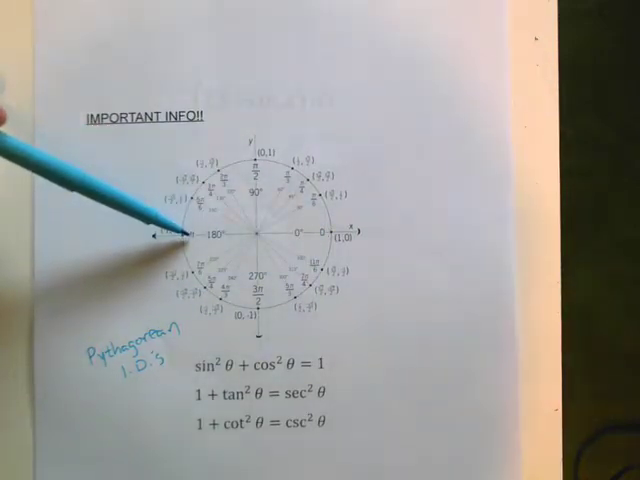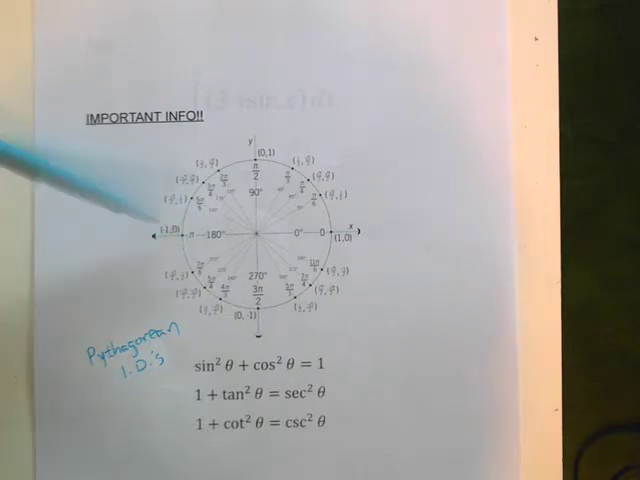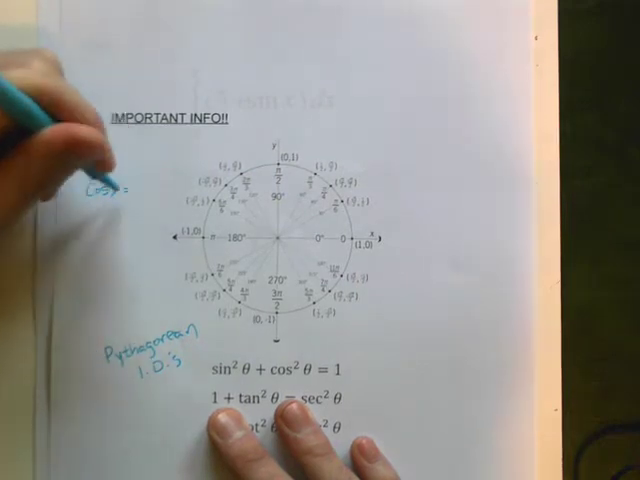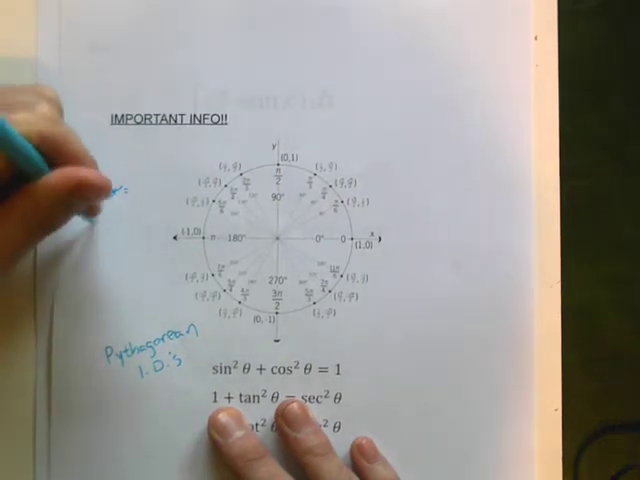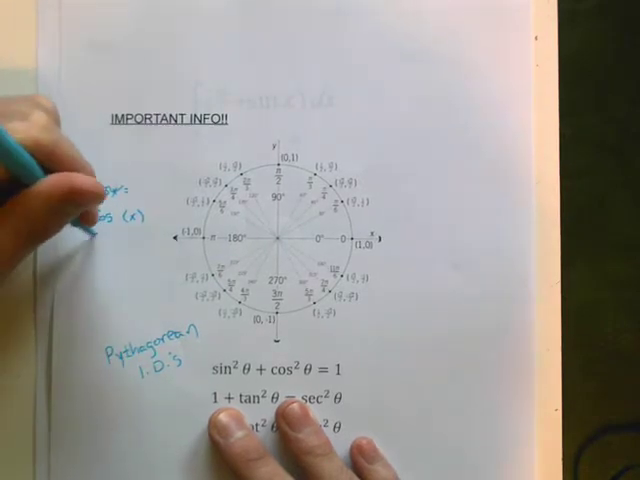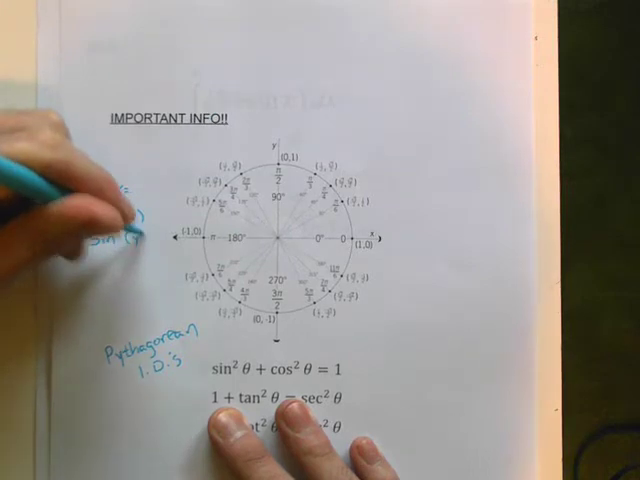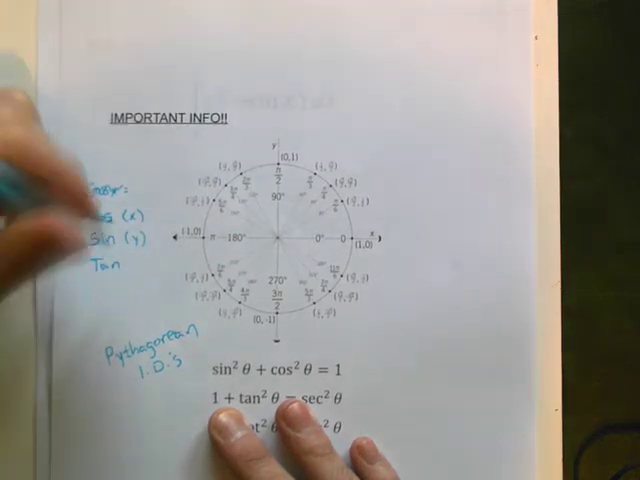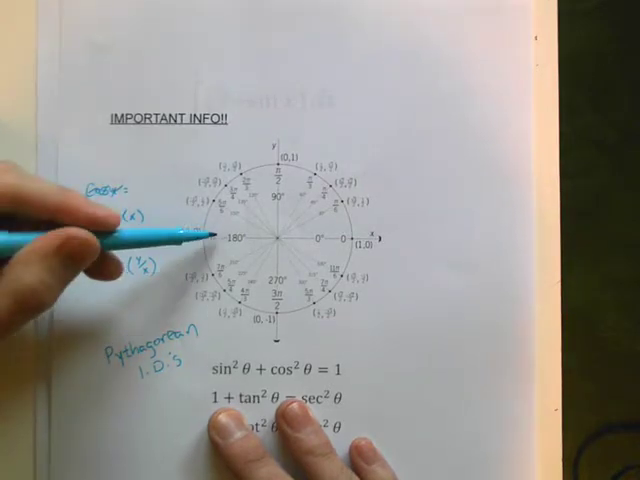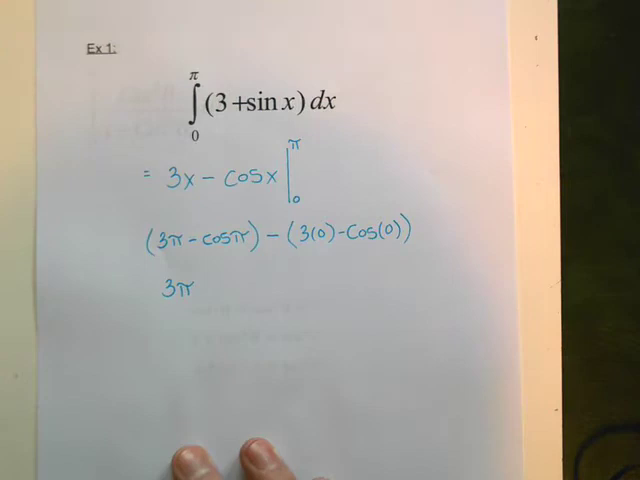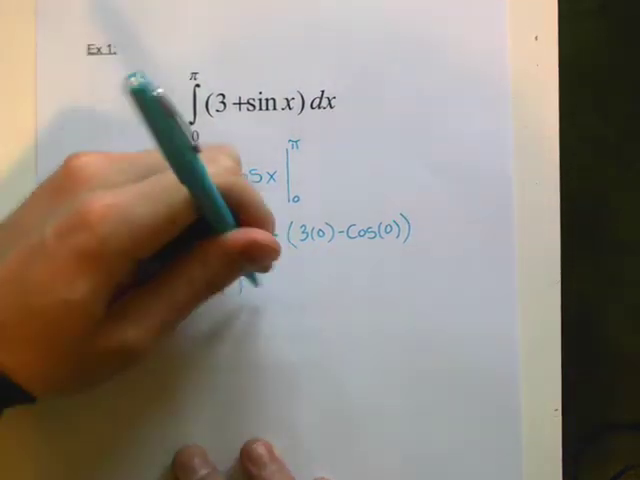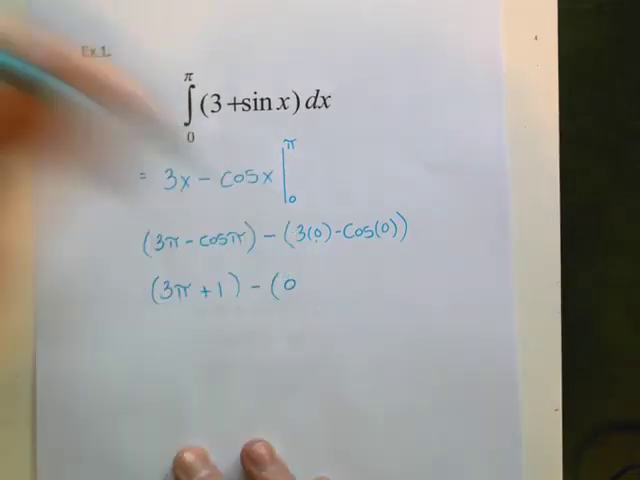The cosine value of pi, which is the x value, and again, just like I said before, I'll just write this off to the side. The cosine values correspond with your x's, the x coordinates. The sine values correspond with your y coordinates, and your tangent values correspond with y over x. Okay, so we're looking for cosine pi, which is -1. So minus a negative is a +1. Okay, minus 3 times 0 is 0.